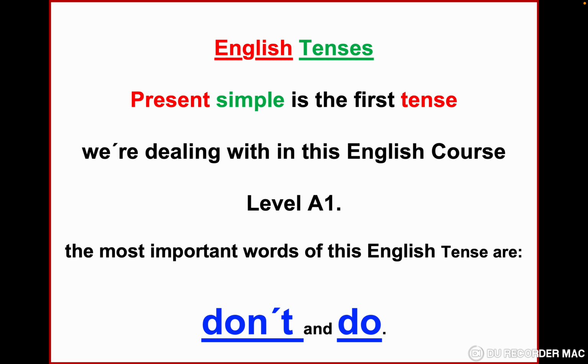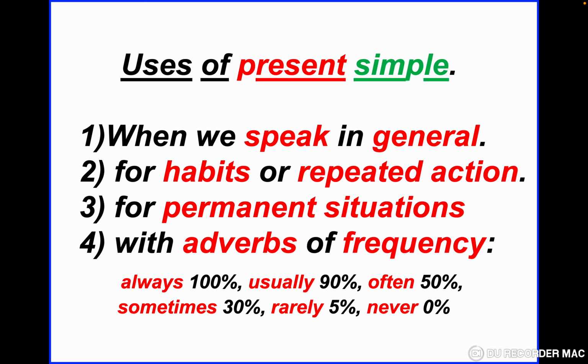English tenses. Present simple is the first tense we're dealing with in this English course, level 1 A1. The most important words of this English tense are don't and do. Uses of present simple: when do we use present simple?